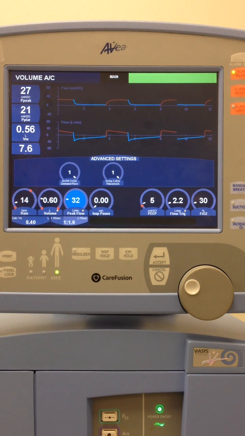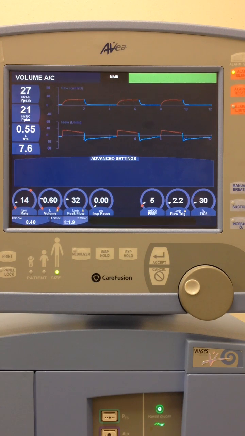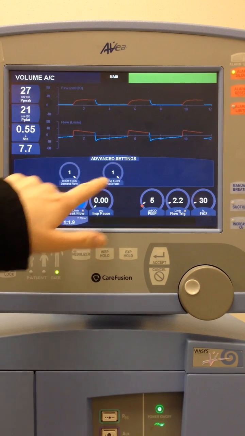Well, difference in waveforms does allow for different patient synchrony, more comfort, but it also changes our mean airway pressure. So usually in that decelerating waveform, you get a higher mean airway pressure and a lower inspiratory pressure. So if we're going from decelerating to square, we're going to expect to see an increase in our peak pressure. So let's see what happens.